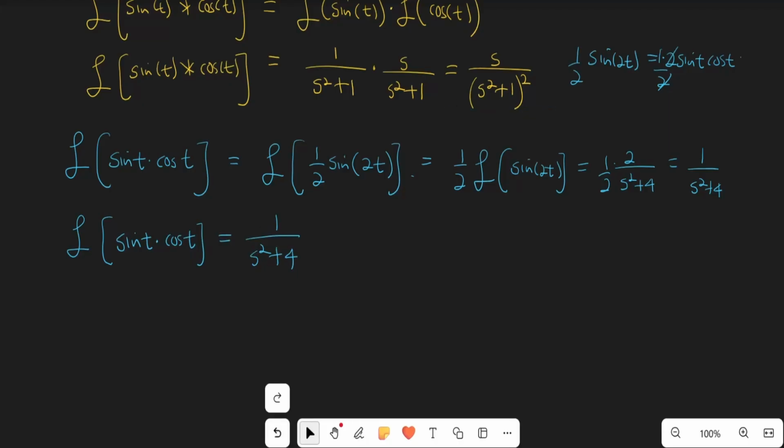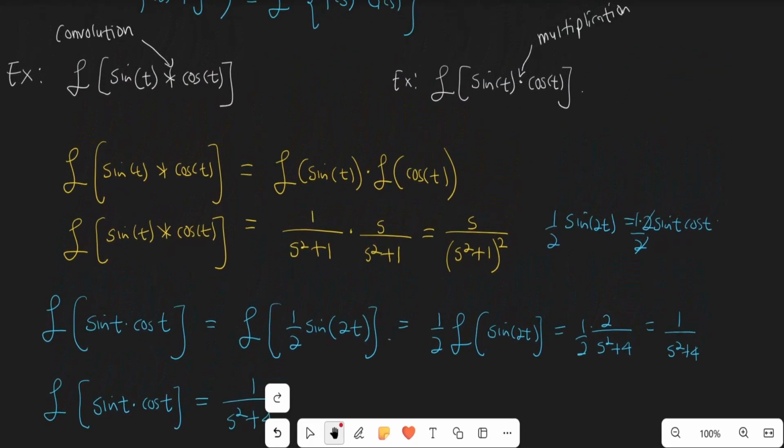So the Laplace transform of sine of t convoluted with cosine of t is going to be s over s squared plus 1 all squared. But the Laplace transform of sine of t multiplied by cosine of t is going to be 1 over s squared plus 4. So this is the convolution theorem.